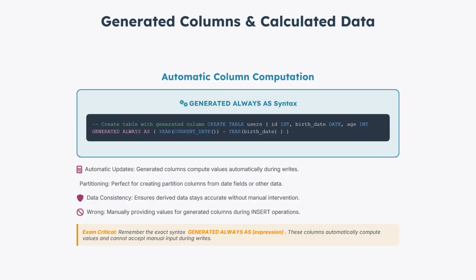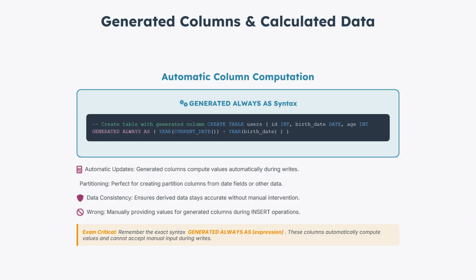Generated columns compute values automatically during writes. The syntax is GENERATED ALWAYS AS. For example, CREATE TABLE users (id INT, birth_date DATE, age INT GENERATED ALWAYS AS (year(current_date) - year(birth_date))). Automatic updates mean generated columns compute values automatically.